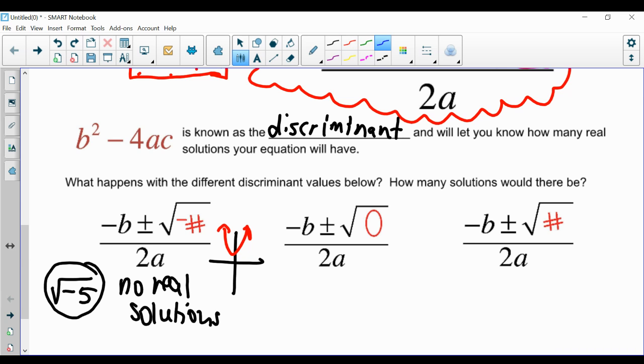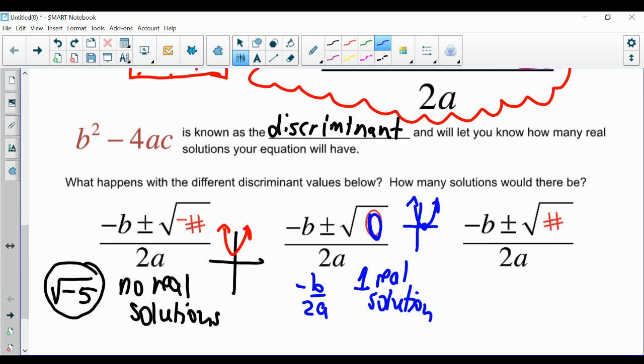Let's say in the next one, our discriminant, or the stuff underneath the root, was 0. Well, the opposite of b plus or minus the square root of 0 is just the opposite of b plus 0 and minus 0, which is just the opposite of b over 2a. So in this case, we just get one single number. So in this, we have one real solution. And what that looks like is we have our parabola that just comes down and hits our x-axis in one place. It never actually crosses, it just comes down and touches.